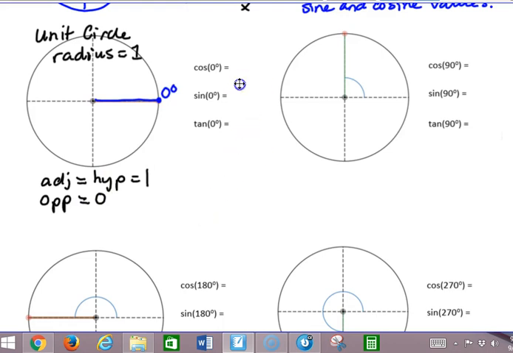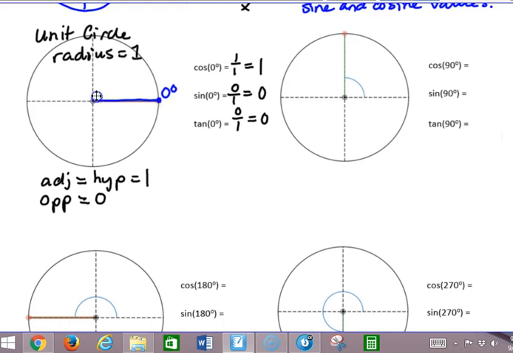So when we do cosine, adjacent over hypotenuse, we can say this is 1 over 1, which equals 1. Sine is opposite over hypotenuse, which is 0 over 1. 0 divided by any number is 0. And the tangent is opposite over adjacent, which is 0 over 1. It's also 0. So the tangent and the sine are both 0, and cosine is 1.